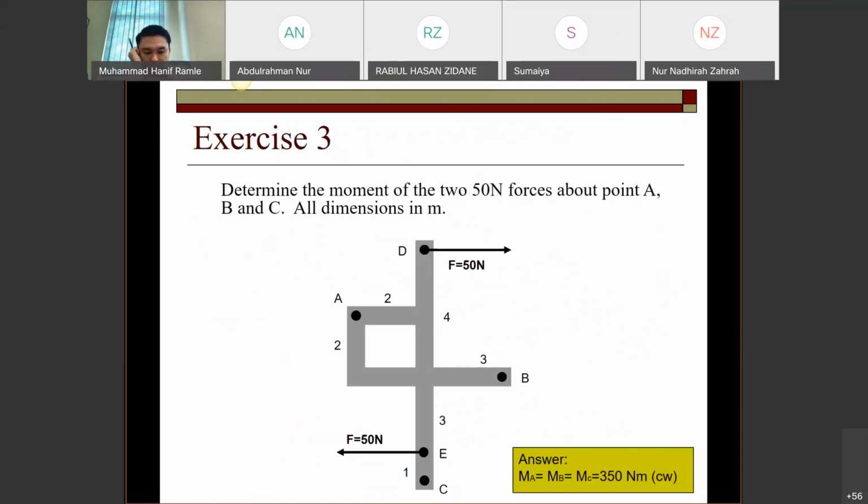And the last one is this one. This one also involves two forces, with the same value of force, 50 Newton, but different position of force. You have to consider both of them to calculate moment. So I leave it to you to do the exercise. If any question, you can just let me know.